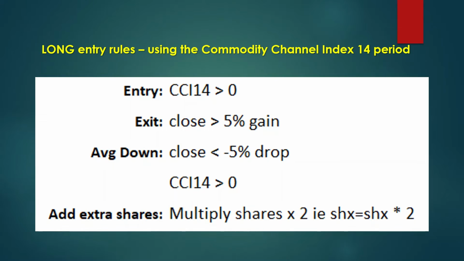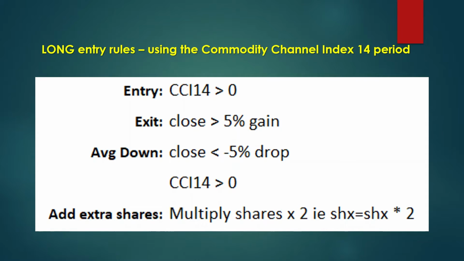And let's get started. I'm about to demonstrate the entry and exit strategies with two scenarios. The first scenario is where we enter the trade when the commodity channel index 14 period crosses over the zero line. We exit the trade when the closing price gains at least 5%. Take your profits and wait for another trade using the entry rule.